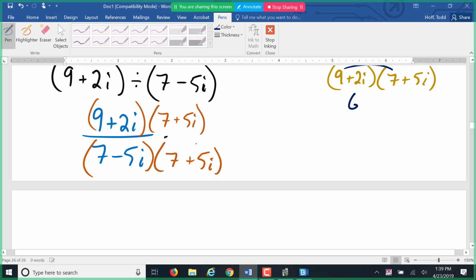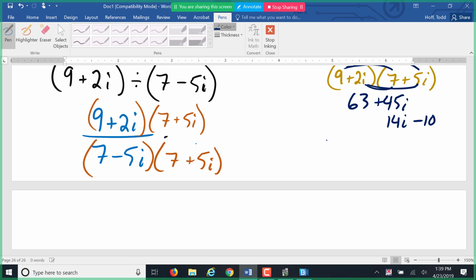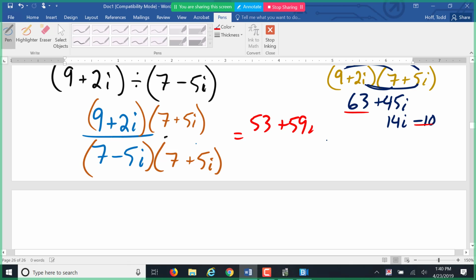9 times 7 is 63. 9 times 5i is 45i. 2i times 7 is 14i. And 2i times 5i is a negative 10. So 63 and negative 10 is a positive 53. 45i and 14i is a positive 59i.